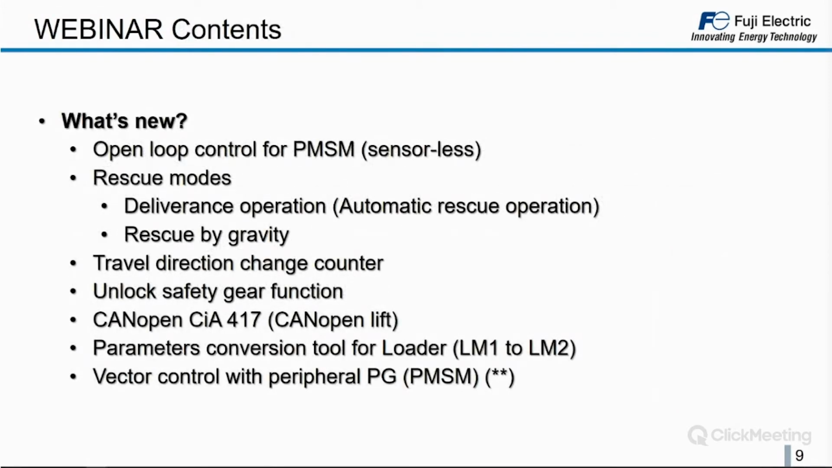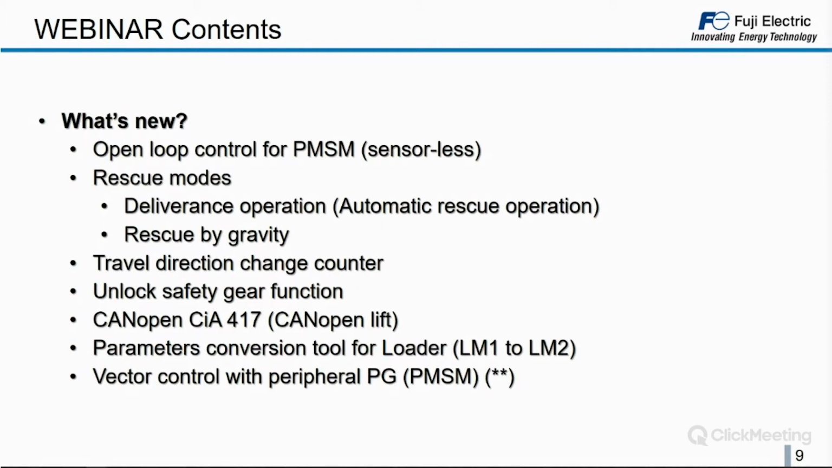So, webinar contents. In this webinar, we are going to speak about the functions listed here. First one, open loop control for synchronous motors, what we call as well sensorless control. Then rescue modes. As you know, in LM1 we already have rescue mode available. But in LM2, we have included two new ones: deliverance operation, which is an automatic rescue operation, and the rescue by gravity.